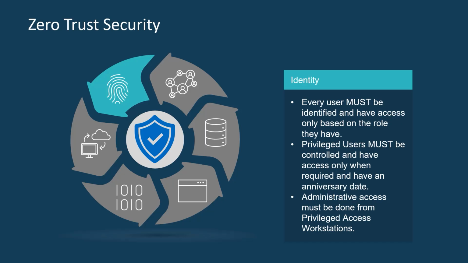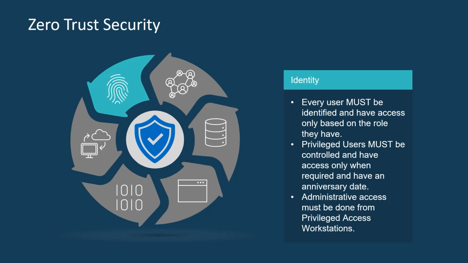Privileged users, these are administrators that actually look after the system. They do changes on the production systems. It could be database administrators. They must be controlled and have access only when it's required, and should have an anniversary date. Anniversary date means that they are reviewed to make sure that they are still current, and it could be a self-assessment. There's a lot of processes we'll discuss later in some of the modules.